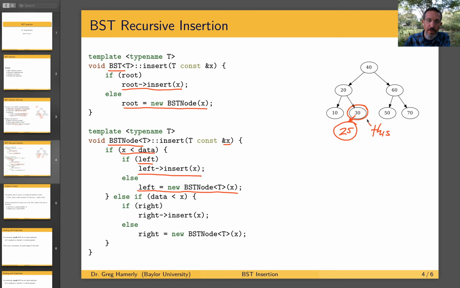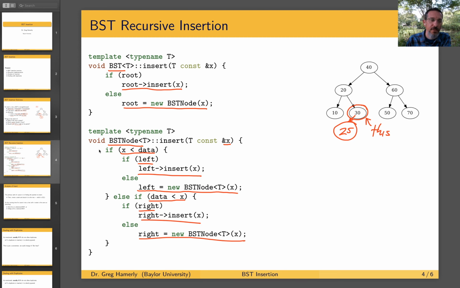Okay, if I've gotten this far into my recursive search, if 25 is less than 30, yes it is. Do I have a left pointer? No, I do not. So set left equal to a new node, which we create right here. Otherwise, we do the right-hand case. If data is less than X, so X is greater than data, and if the right node exists, recurse, otherwise create a new node, okay?